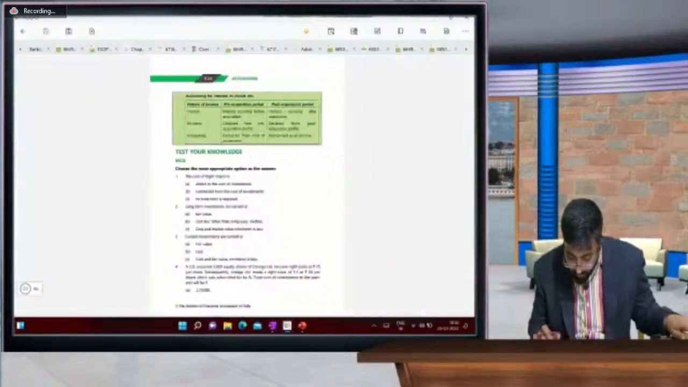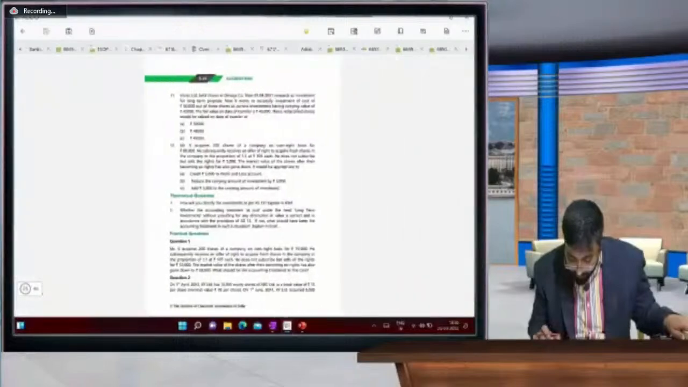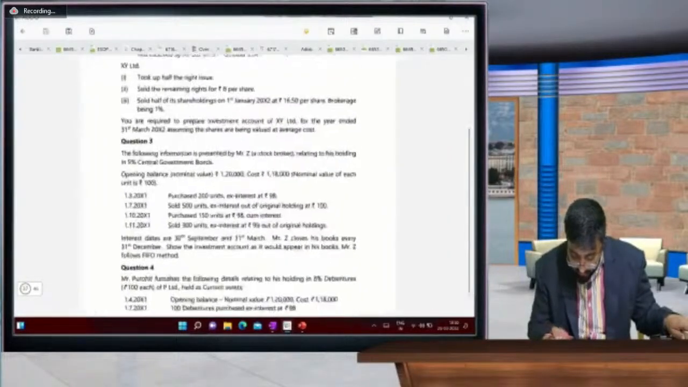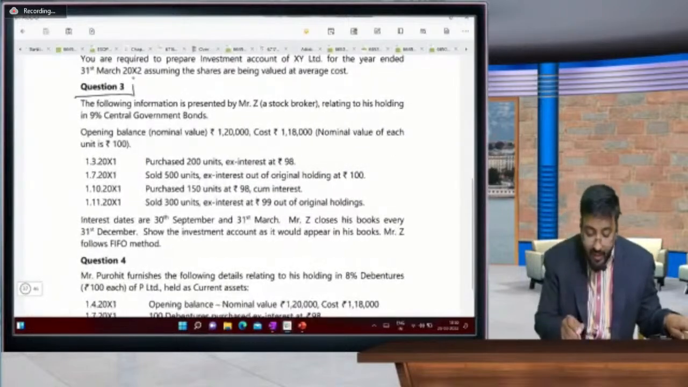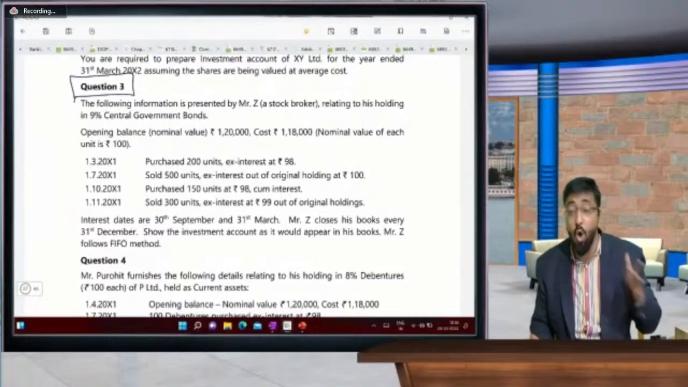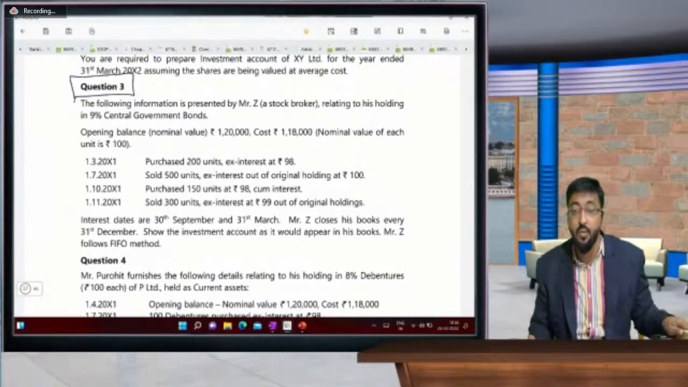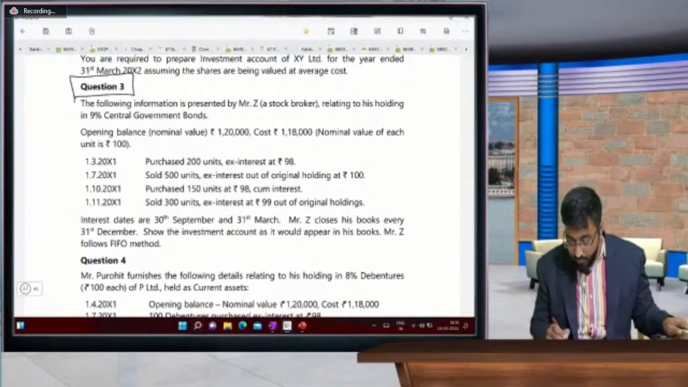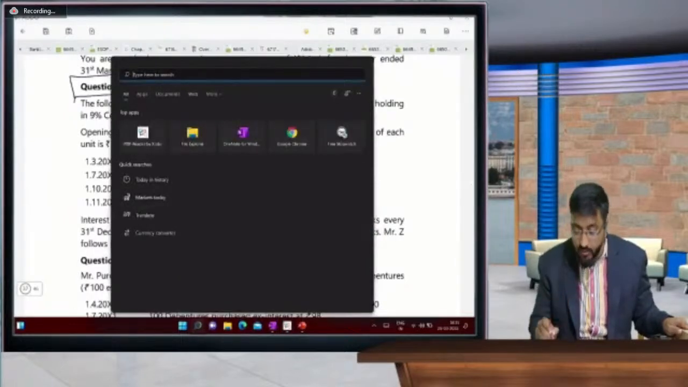Question number for debentures. Yes, TYK number 3. Just watch all these adjustments, whether debit or credit, and I'm giving you exactly 5 to 7 minutes to think on this question. Okay, so exactly 10 minutes, you watch this question.